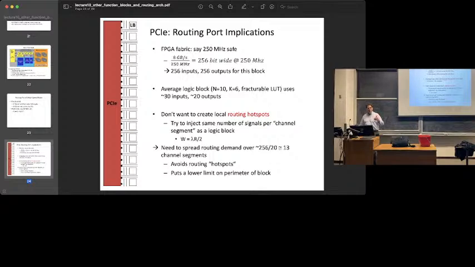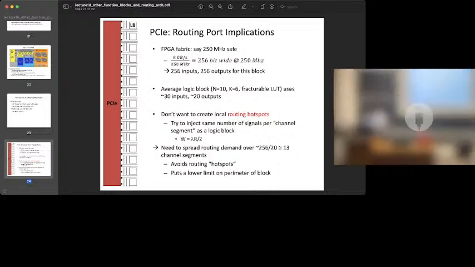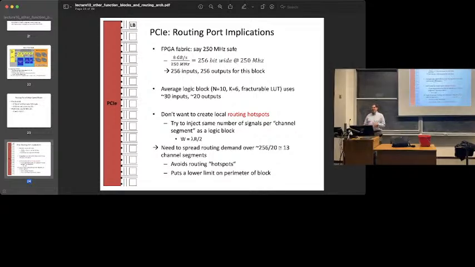We had 20 outputs per logic block. If we take these 256 outputs and divide by 20, it says we need to hook up to about 13 routing channels, or at least we need to hook up the same way 13 logic blocks would hook up. Does that make sense? So the PCI Express block has to be made to have a pretty big perimeter. If there's a lot of logic, that's not a problem. It's probably already pretty big, so it's got lots of perimeter.